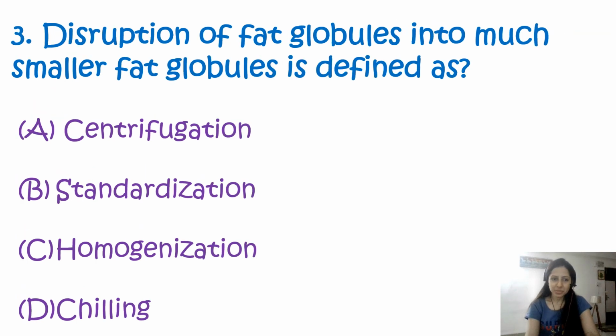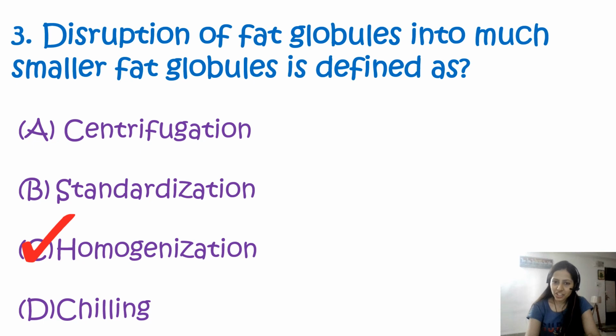Next, question number 3. The disruption of fat globules into much smaller fat globules is defined as centrifugation, standardization, homogenization or chilling. So over here my option C is the correct option, homogenization. So homogenization is my correct option.